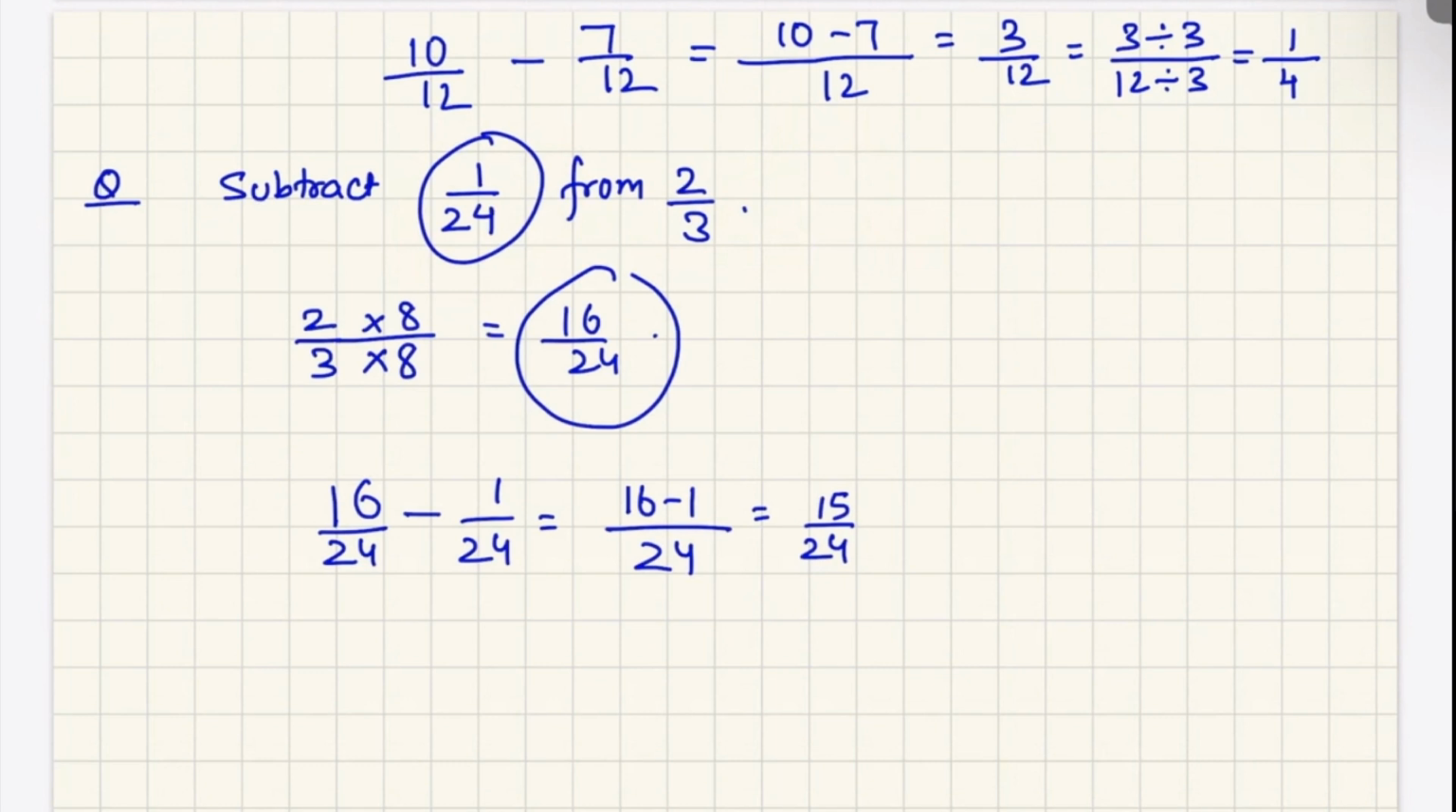Let's try with 3. Can we divide 15 by 3? 3 times what gives you 15? 5. Can we divide 24 by 3? Yes, 3 times 8. So yes, it can be divided by 3. We will follow the same thing. 15 divided by 3, over 24 divided by 3. So 3 times 5 gives you 15, and 3 times 8 gives you 24. So 5 by 8 is the final lowest form answer that we have.